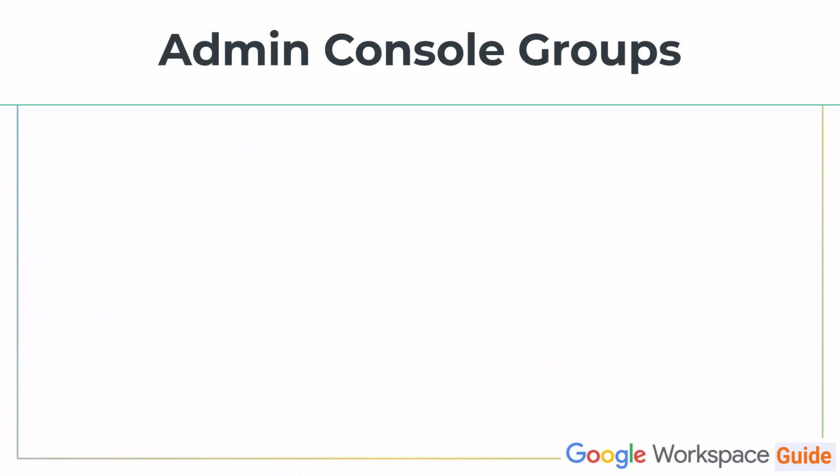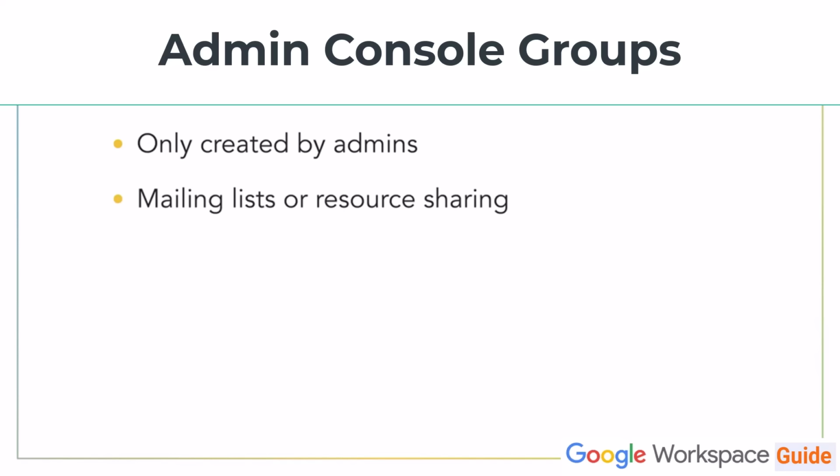There are two types of Google Groups within Workspace: Admin Console Groups and Google Groups for Business. Admin Console Groups may only be created by administrators through the Admin Console. Users can then use these groups for mailing lists as well as document and calendar sharing. While users cannot create Admin Console groups, they may be given ownership privileges over groups once they're created and assigned to them. Admin console groups do not need to be activated on your domain, since only administrators can create them.